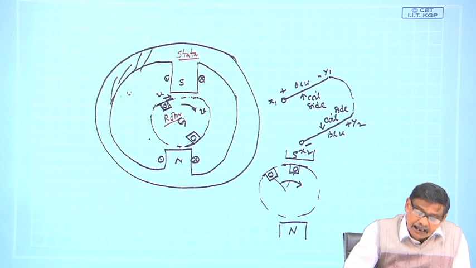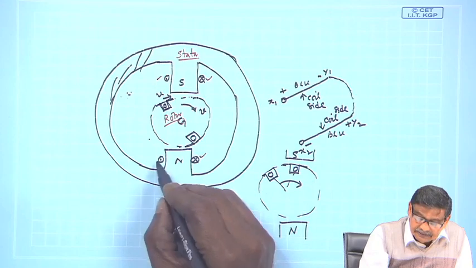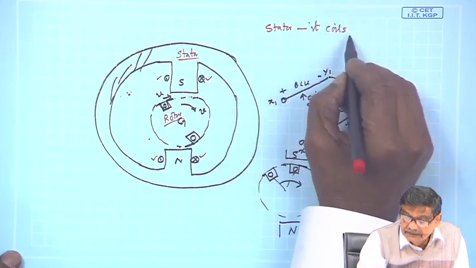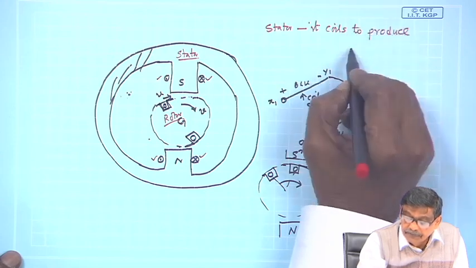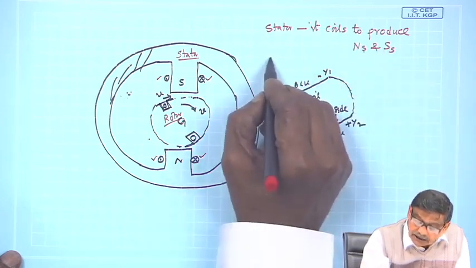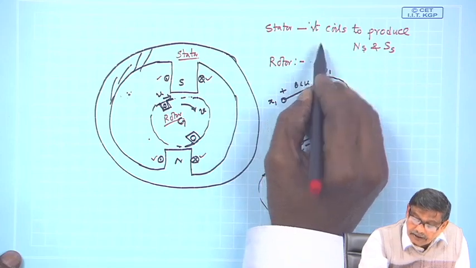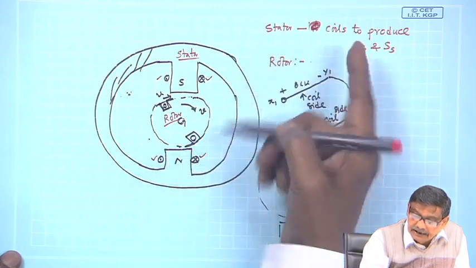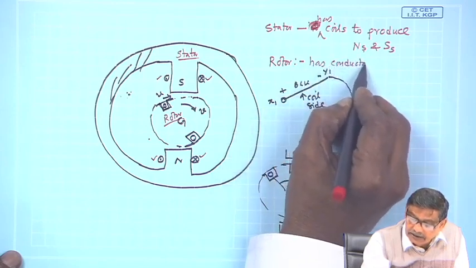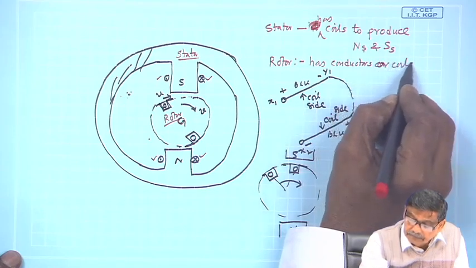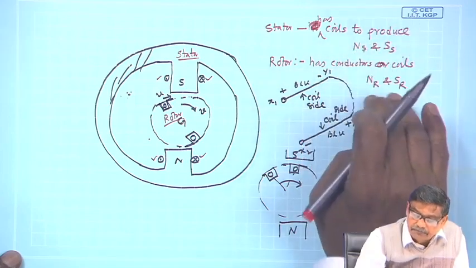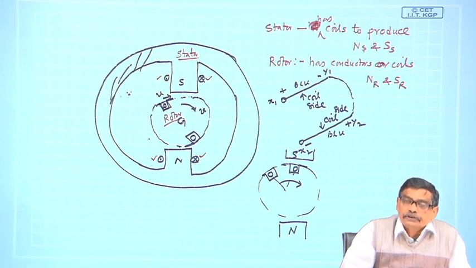The stator body will have some windings, for example, these coils carrying current. So, stator is one part and it has coils to produce field, to produce NS and SS. North pole and south pole produced by stator. Rotor similarly has conductors or coils to produce its own NR and SR. And it is these two sets of magnets which will interact to produce electromagnetic torque.